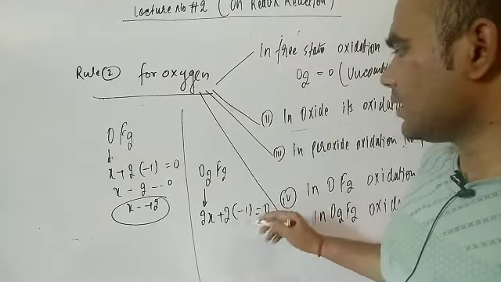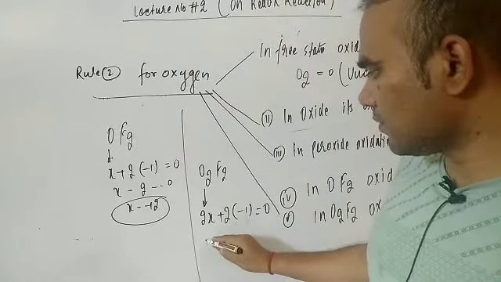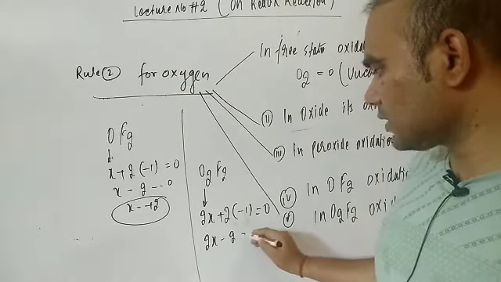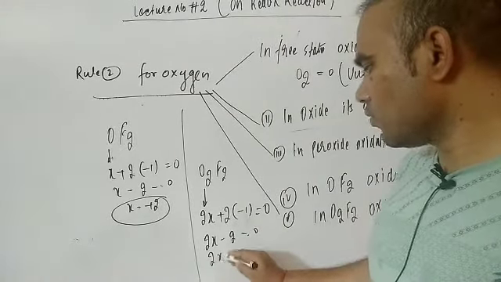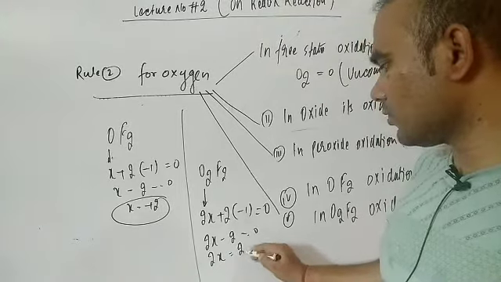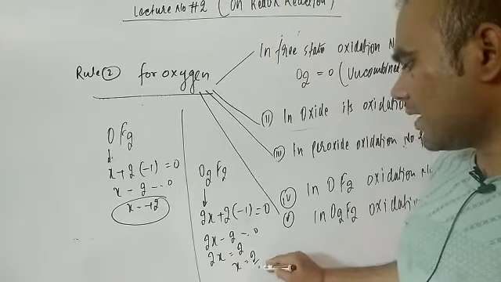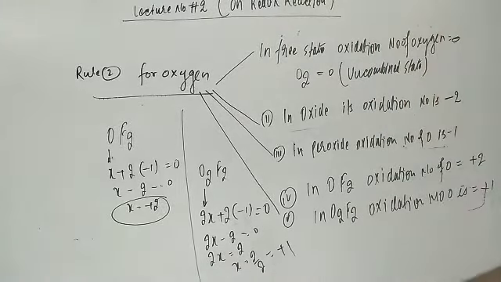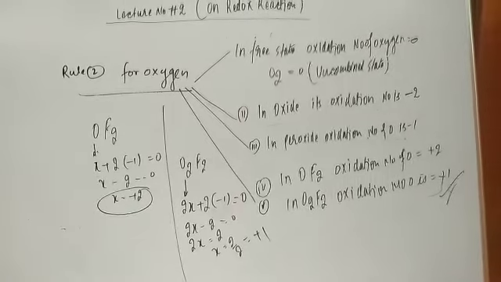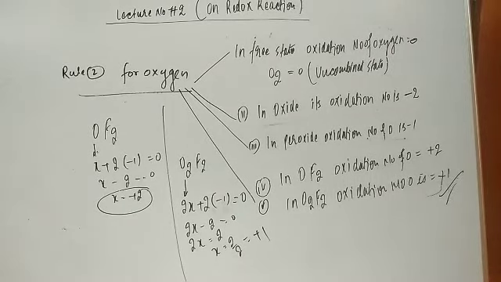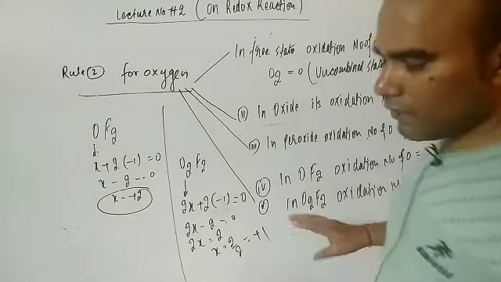If you talk about O2F2, here oxygen is considered to be 2X, halogen is -1, the more electronegative atom acquires the negative oxidation number. So 2X minus 2 is equal to 0. So 2X is equal to how much is coming, student? 2. So X is equal to 2 by 2, which is +1. So in O2F2 it is +1 oxidation state, while in OF2 it is +2 oxidation state, student. So this is the rule number 2 we finished, student.